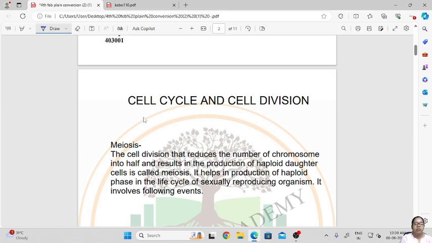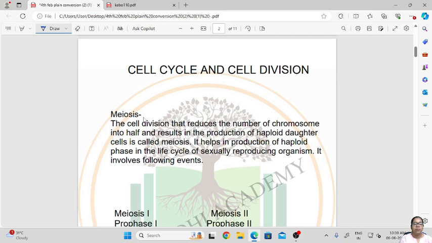So meiosis. Meiosis, the cell division that reduces the number of chromosomes into half and results in production of haploid daughter cells, is called meiosis. So it helps in production of haploid phase in life cycle of sexually reproducing organism. It involves the following events.